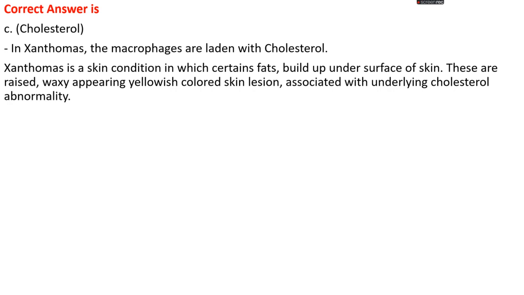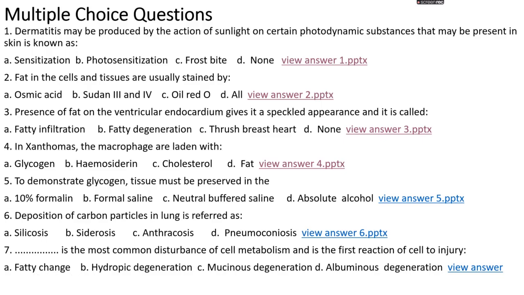Xanthoma is a skin condition in which a certain fat builds up under the surface of the skin. These are raised, waxy-appearing, yellowish skin lesions associated with underlying cholesterol abnormalities. Since among the options there are both fat and cholesterol, between fat and cholesterol we should go with cholesterol, but if cholesterol is not available then we should choose fat.